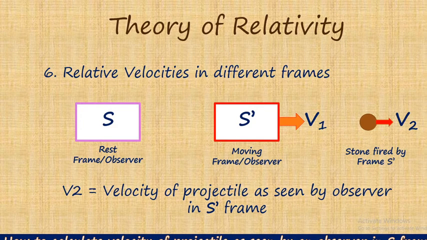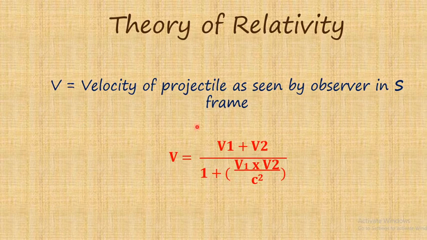Let's move to the next. Let's see how we can calculate it. We have v equal to the velocity of the projectile as seen by an observer in the S frame. So v equal to v1 plus v2 divided by 1 plus v1 into v2 divided by c square, where c equal to 3 into 10 to the power 8 meter per second. I hope it's clear now. Let's move to the next.